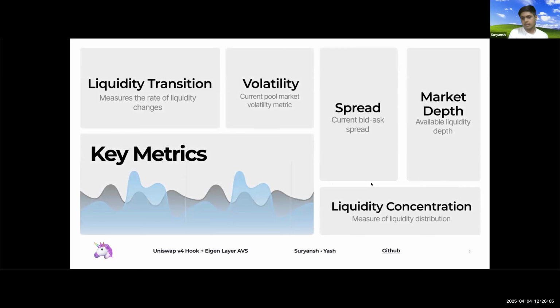Talking about these metrics, we did a lot of research into which metrics would be the most useful for our use case, and we settled on these: the spread, the market depth, and the liquidity concentration. These tell you about the structure of the liquidity at that snapshot of the pool, something like how the liquidity is spread across the tick set, and how concentrated it is around the current tick. And then we have metrics like transition and volatility that tell you about the movement of liquidity and its various aspects in the current time window of the snapshots. So the history is also involved in these calculations.